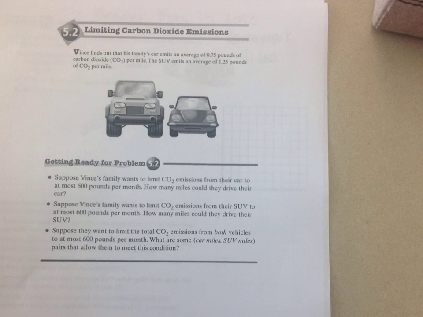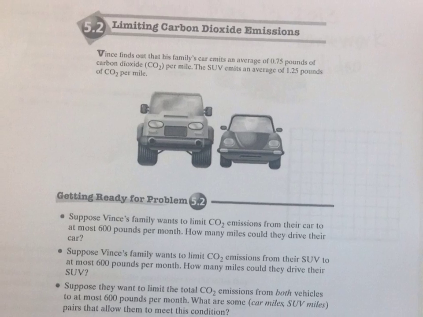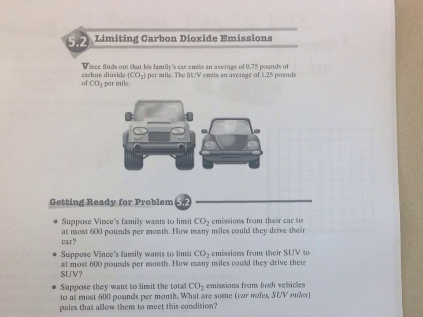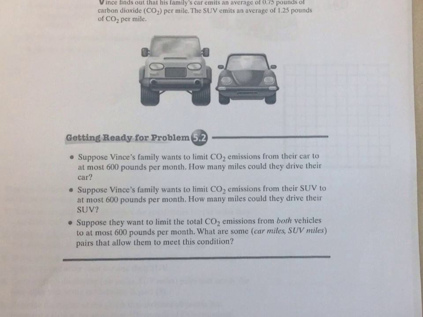All right, let's look at this. Vince finds out that his family's car emits an average of 0.75 pounds of carbon dioxide per mile. The SUV emits an average of 1.25 pounds of carbon dioxide per mile. Now this is a little different because our x and y values are going to have coefficients.